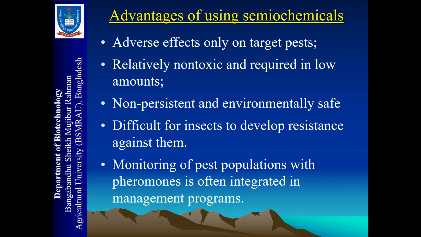Second, relatively non-toxic and required in low amounts. For example, pheromones are not toxic to the environment, and they are required in low amounts. This is a very critical point you must understand. In the case of semiochemicals, the concentration used for communication between the organisms, producer and receiver, is extremely low. This is why you need to use a very low amount.